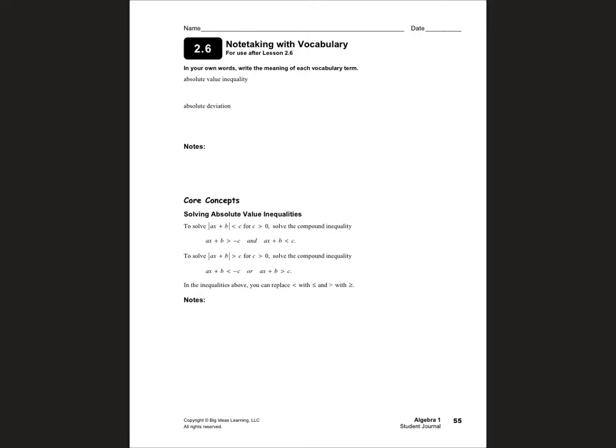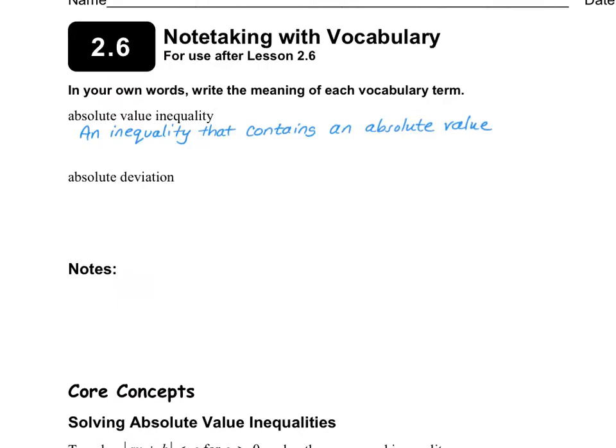Inequalities. Today we're going to start in your journal on page 55. An absolute value inequality is an inequality that contains an absolute value. An absolute deviation is usually used in word problems.